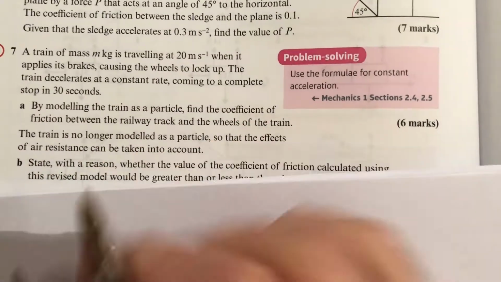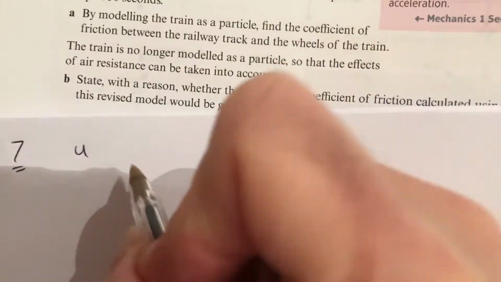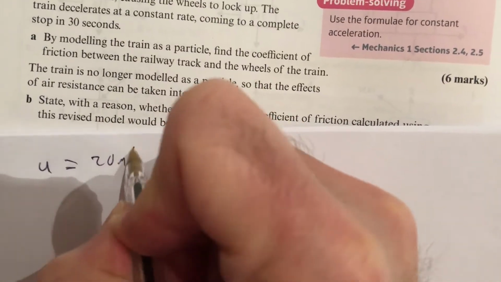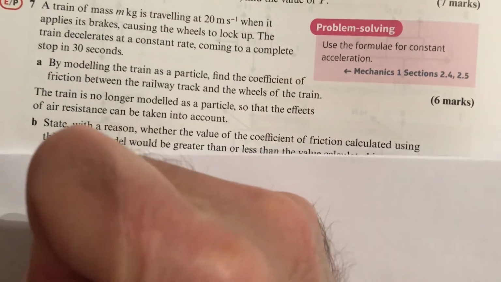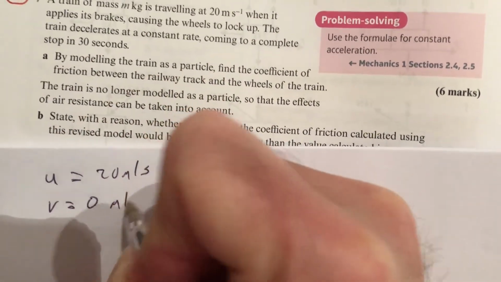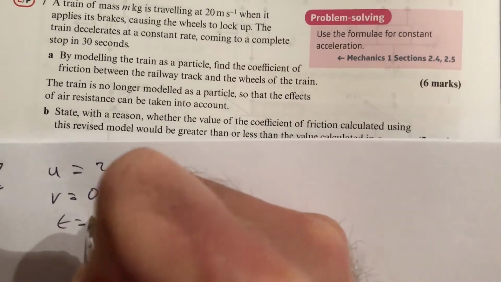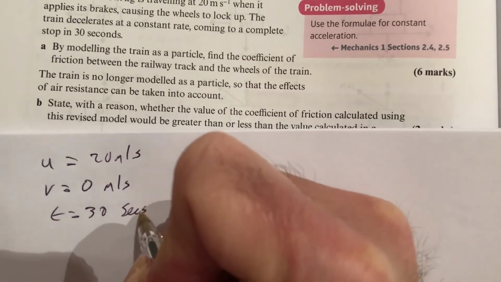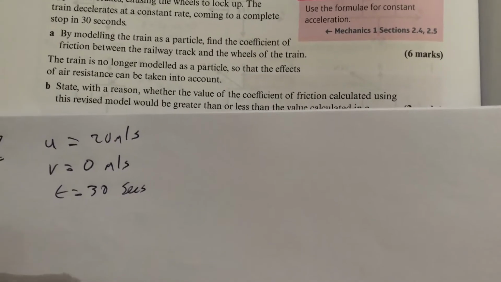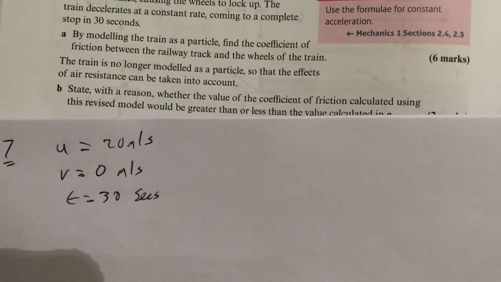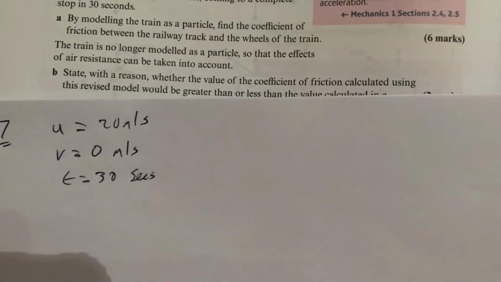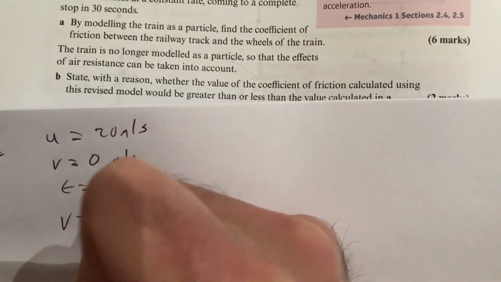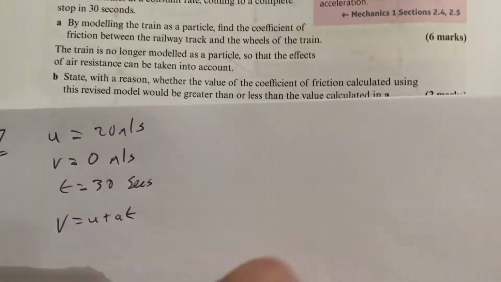So question 7, it's travelling at 20 metres per second. The train decelerates at a constant rate and comes to a complete stop, so v equals 0 metres per second in 30 seconds. So that's what we have, isn't it? So what do we want to find? Acceleration. Because whenever you're doing forces, you've got to find the acceleration when using F equals ma. So v equals u plus at. Let's have a look to see what's happening then.